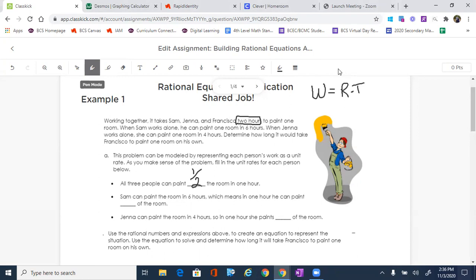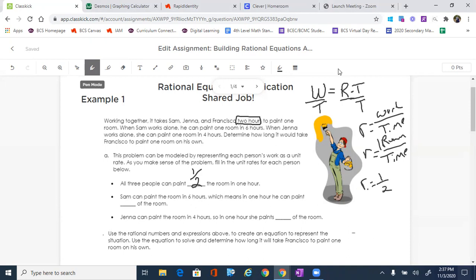Now, that actually gives us our rate. If we take the rate equals the work that is going to happen, and we divide it by the time, so in this case, we think of it as one room divided by the time. And in this case, for all three people, it was 1 over the time of 2 hours.